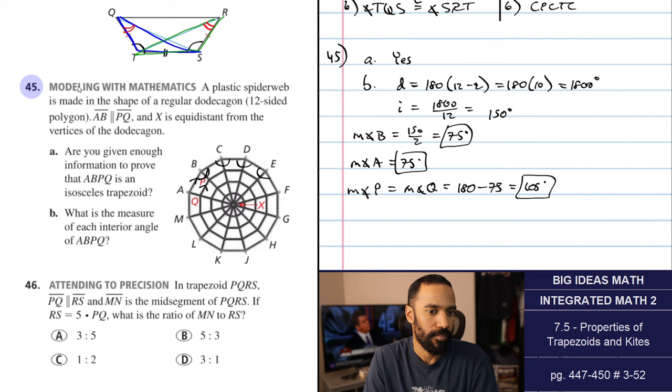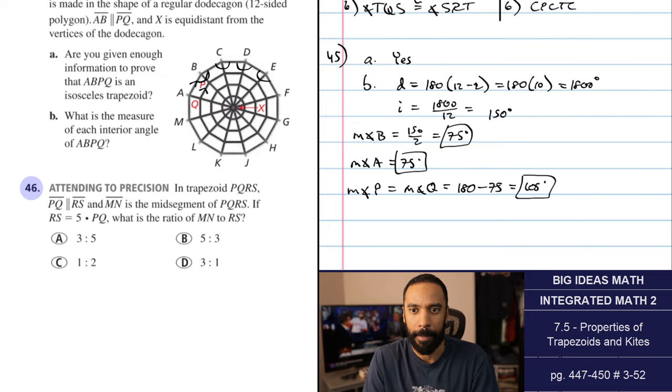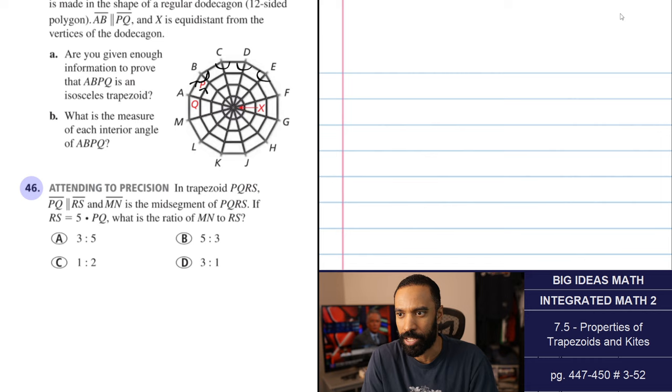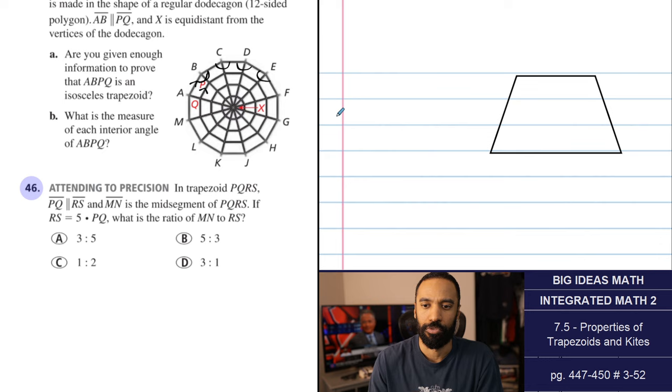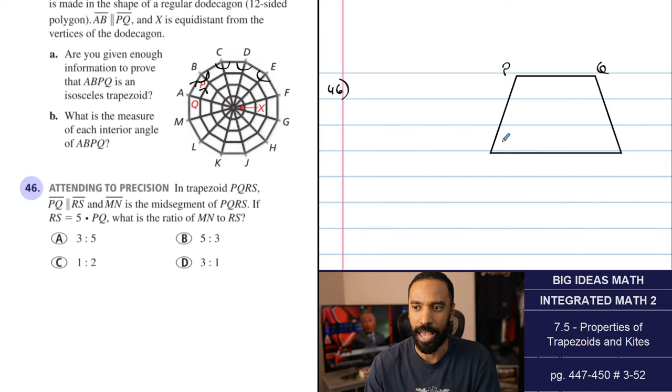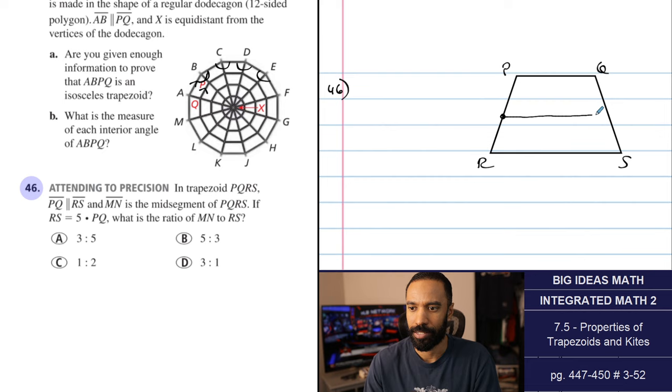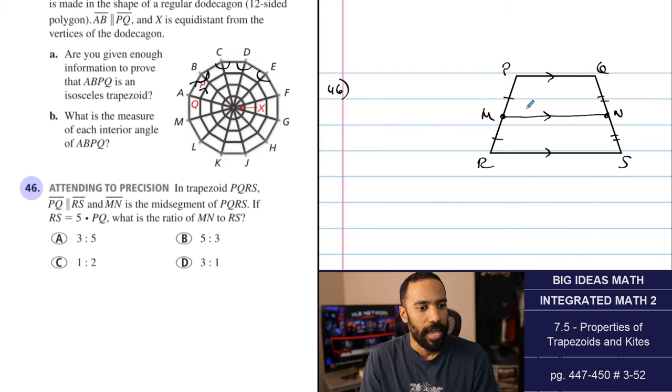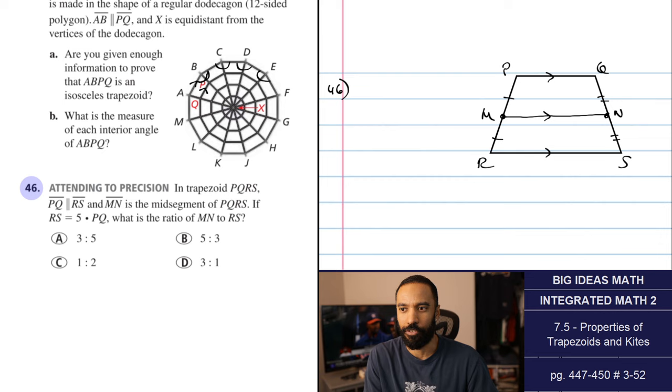Kind of fun. Number 46, attending to precision. In trapezoid PQRS, I'm going to kind of make this. I don't know if it's actually isosceles or not, but let's just draw one that kind of has the idea. So 46, PQRS, PQ is parallel to RS, and MN is the mid-segment. They didn't say it's isosceles, so I'm just working off that. If RS is 5 times the amount of PQ, what is the ratio of MN to RS?